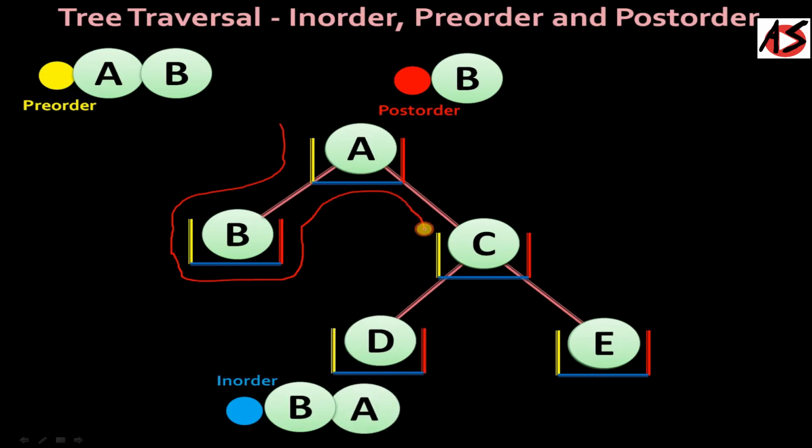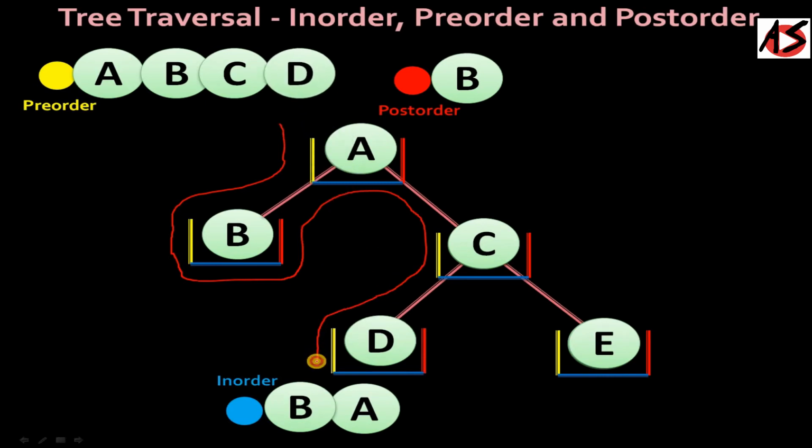We are moving further. Now we are touching the lemon yellow color. So we are copying C to the lemon yellow list. Now we are moving ahead. Again we are touching the lemon yellow line. So we are copying D to the pre-order list. Moving further, we are touching the bottom, that is blue. So we are copying D to the in-order list.